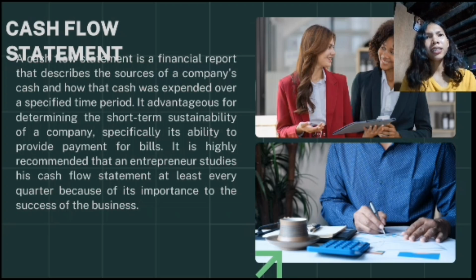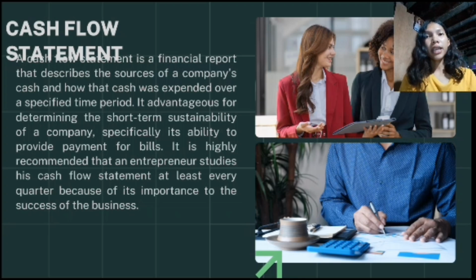So the cash is divided into three types of activities. The operating, which is the money from daily business activities, and we also have investing, which is the money spent on or earned from assets. And we also have financing, which is the money from loans or owner investments.